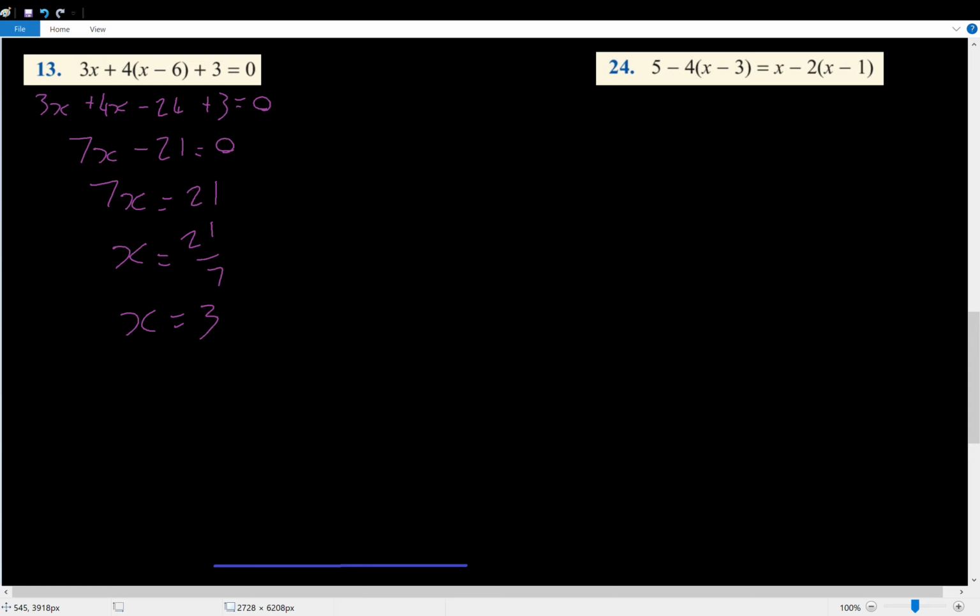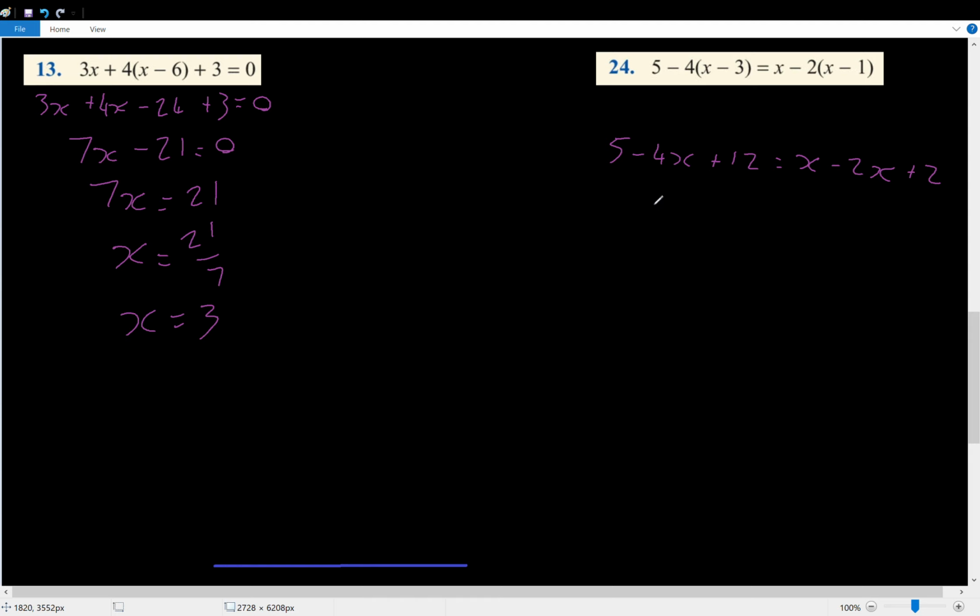And we've got a similar setup going on with question 4. We're going to multiply the brackets out first. We are not going to take 4 from 5 and then multiply by the brackets, because that is not the order that we would do things in. So our 5 stays the same. Multiply our minus 4 by these brackets. We get minus 4x plus 12. And that's going to be equal to x minus 2x plus 2, like that.